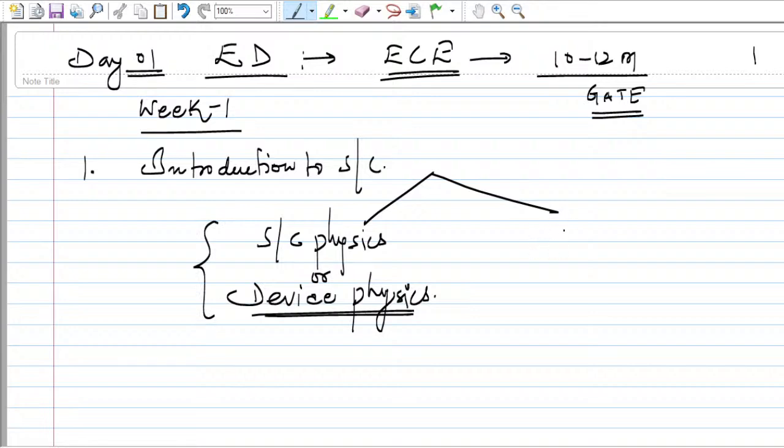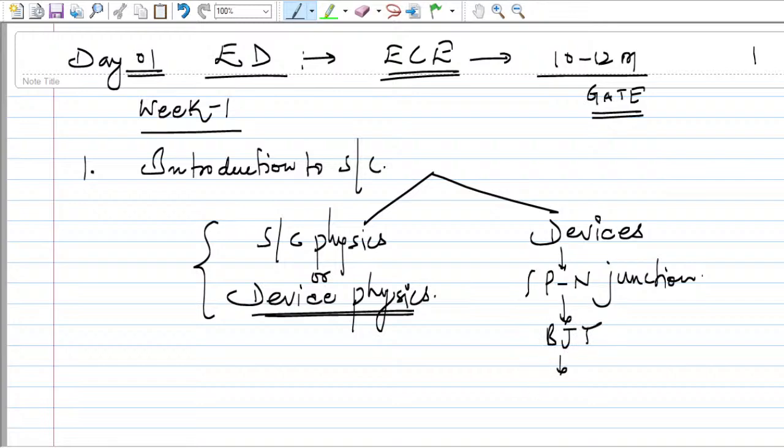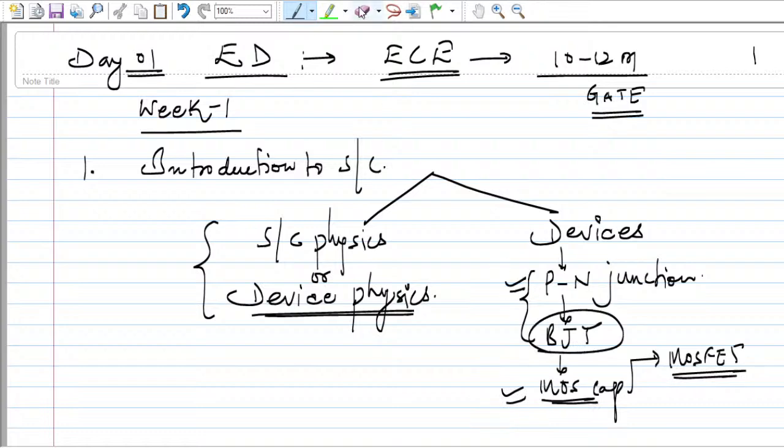Here we'll talk about various kinds of devices. Under devices, we'll cover the PN junction, one of the fundamentals. Once the concept of the PN junction is clear, we will talk about the bipolar junction transistor, and then the MOS capacitor, to understand the MOSFET. If you want to understand the MOSFET, the MOS capacitor is a very important concept. And in order to understand the bipolar junction transistor, you need to know how the PN junction works. We'll also talk about various other kinds of electronic devices.